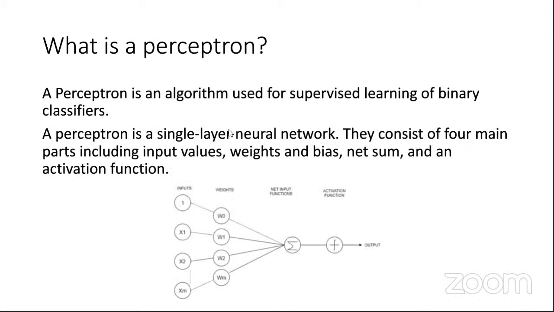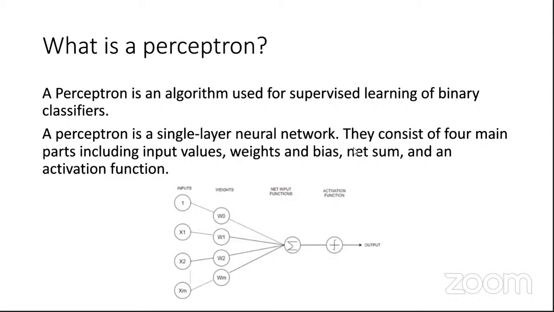A perceptron is an algorithm which is used for supervised learning, meaning we know the output. Whichever the y is, we will already be knowing, and it is used for binary classification. Perceptron means a single neuron. A perceptron is a single layer neural network.